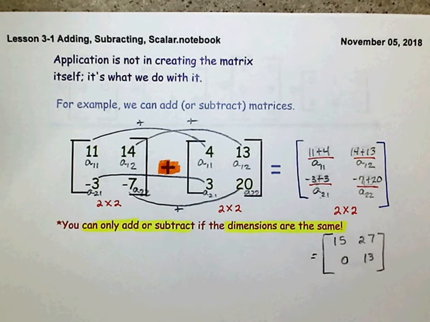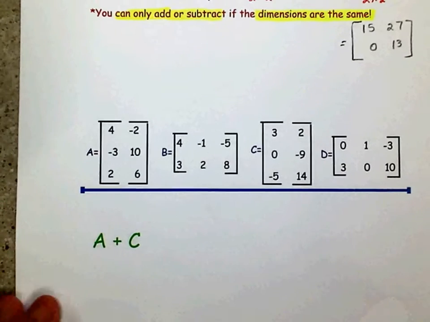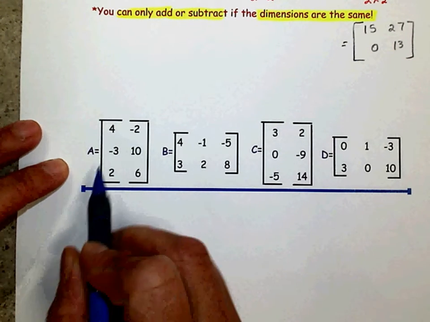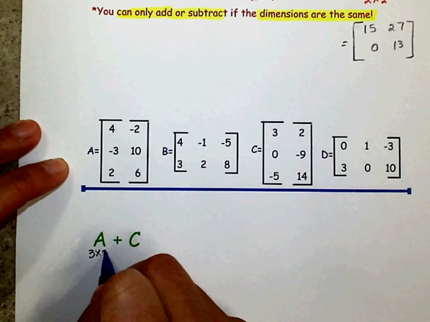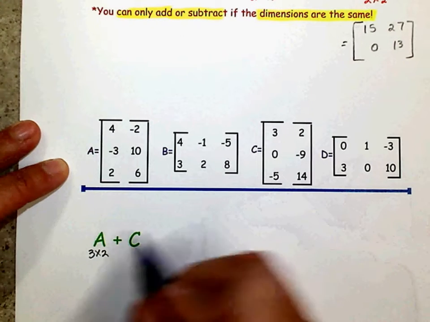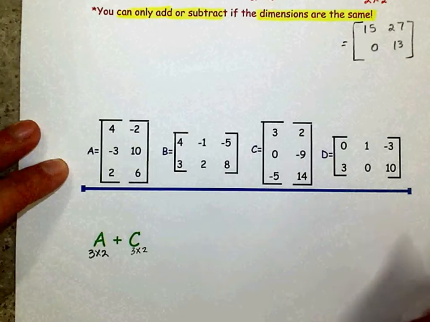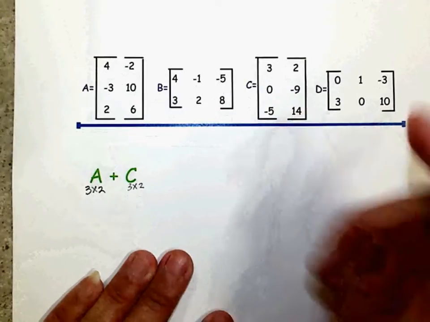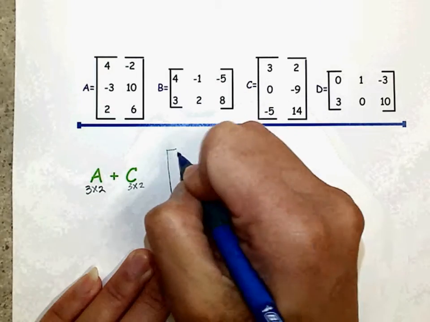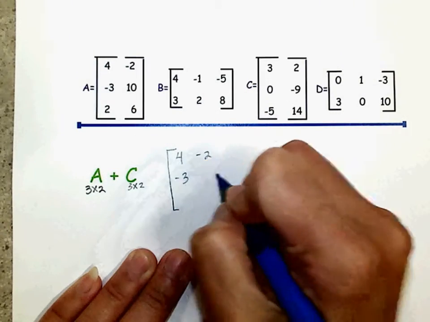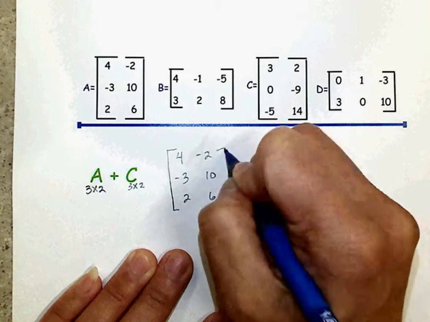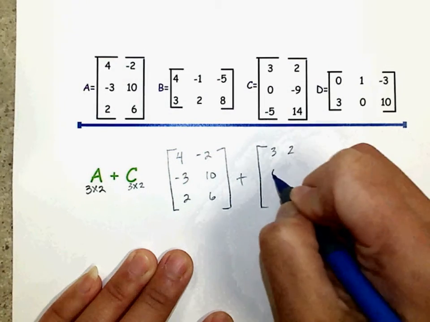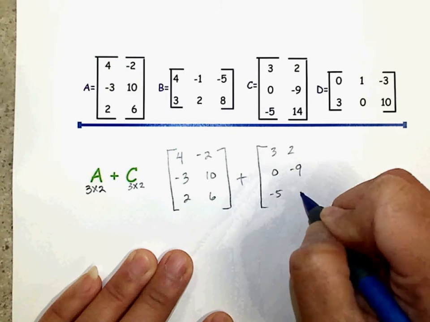Alright, let's do some more practice. Okay? Before you start, let's see if we can even do it. We're going to add. Matrix A is a 3 by 2. Matrix C is a 3 by 2. So can I add these two together? And the answer is yes. So it's going to look like this. Okay? 4, negative 2, negative 3, 10, 2, and 6. We're going to add them together. 3, 2, 0, negative 9, negative 5, and 14.